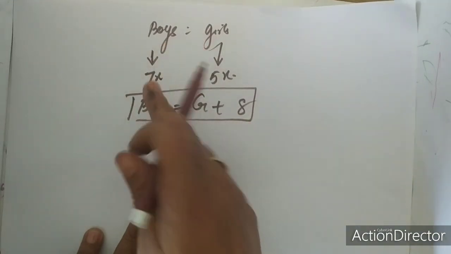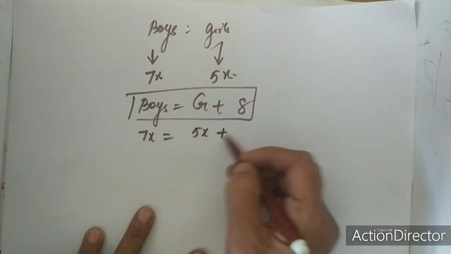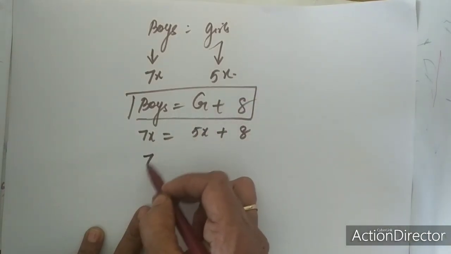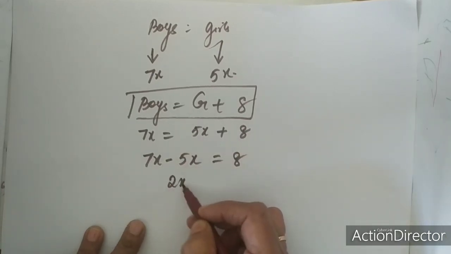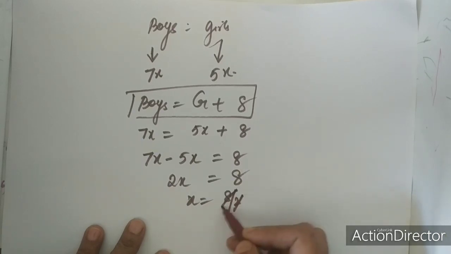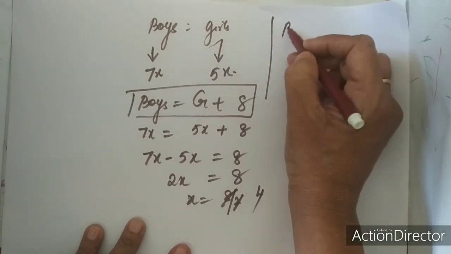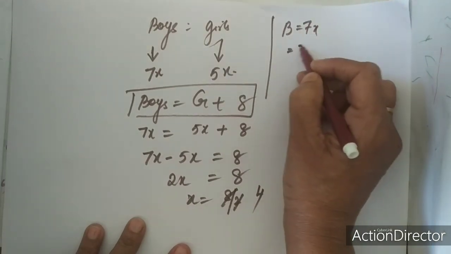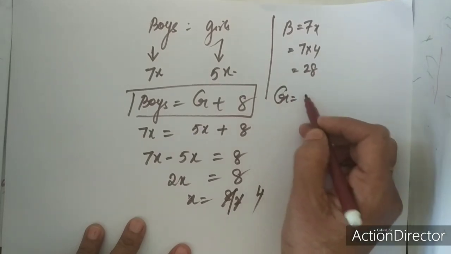So now what is your boys over here? 7x. Girls is 5x plus 8. Now you subtract. 7x minus 5x is equal to 8. 2x is equal to 8. x is equal to 8 upon 2, which is equal to 4. Now coming over here, boys was 7x, which will be equal to 7 into 4 equal to 28. And girls is 5x.